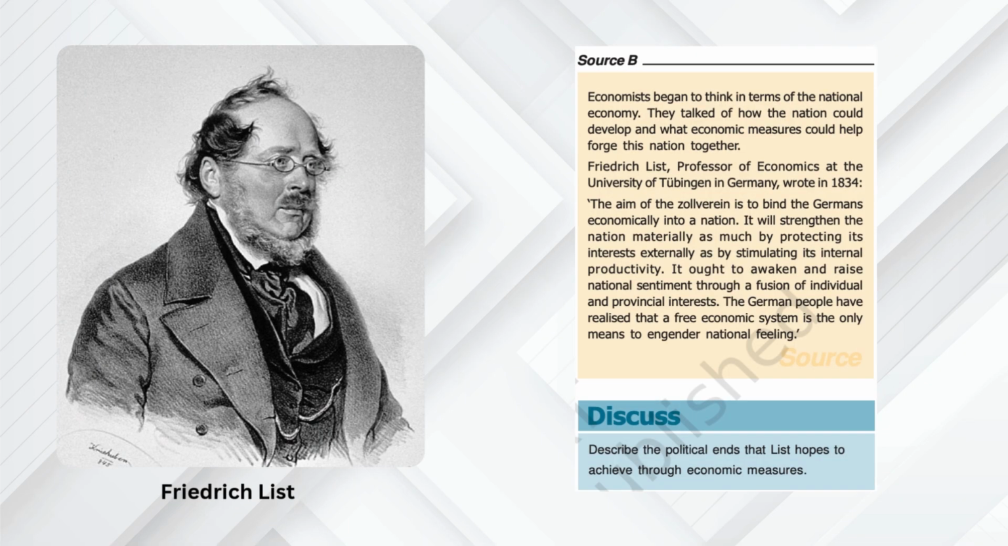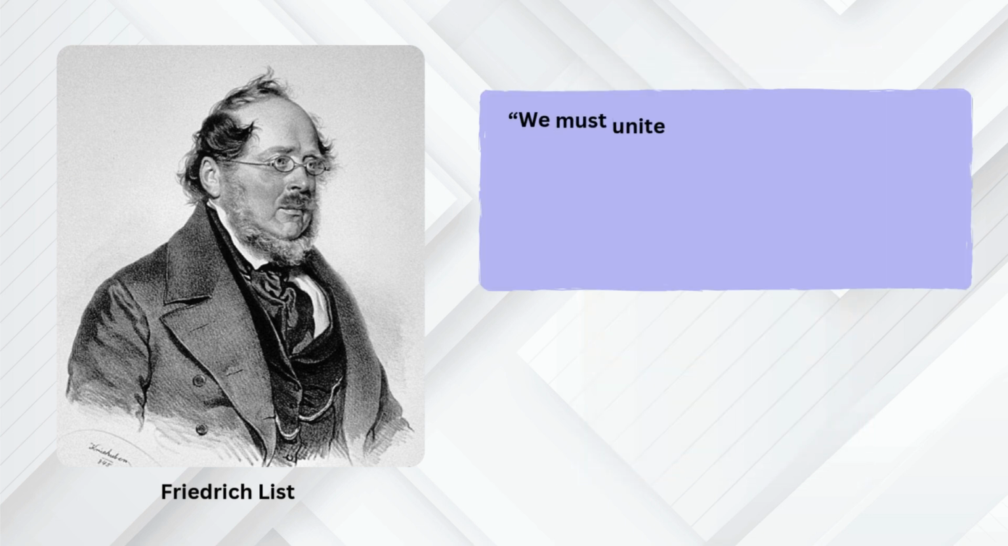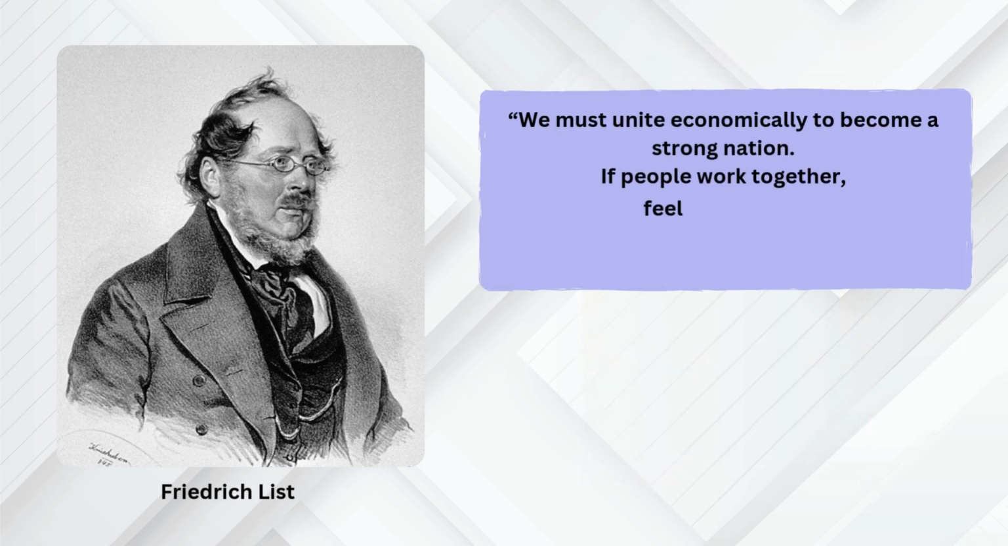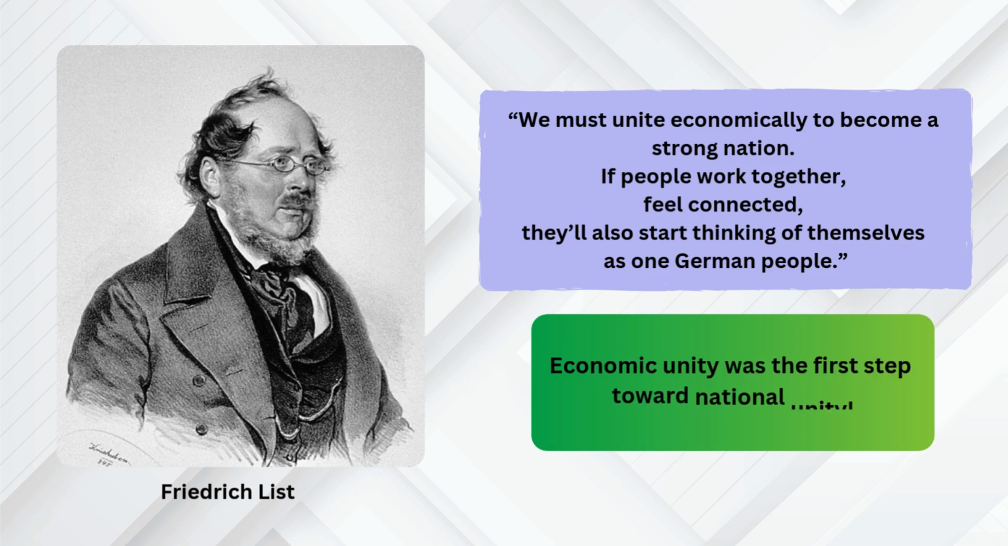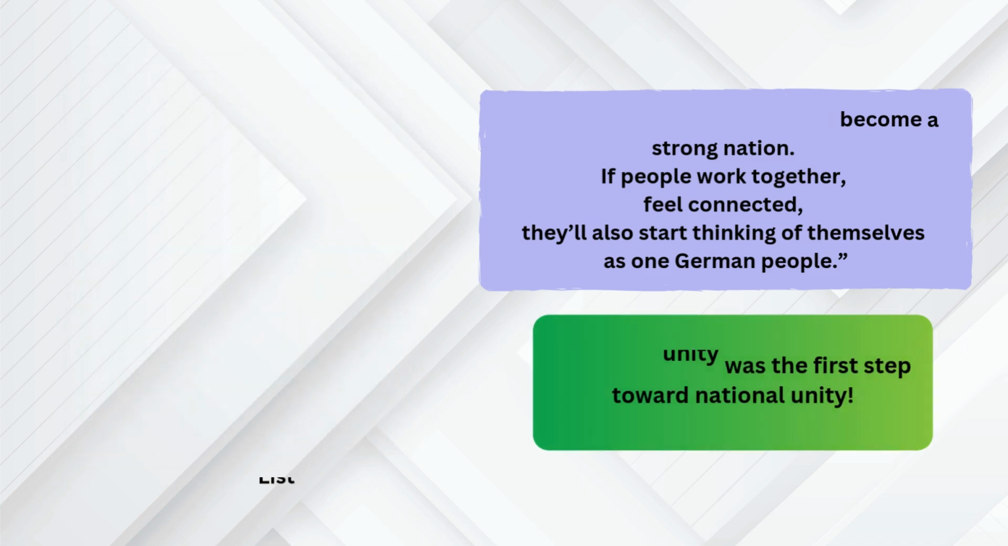Friedrich List, a professor of economics in Germany in the 1800s, had some big ideas about how countries could grow strong, not just economically, but politically too. He said, "We must unite economically to become a strong nation. If people work together, feel connected, they'll also start thinking of themselves as one German people." So economic unity was the first step towards national unity.